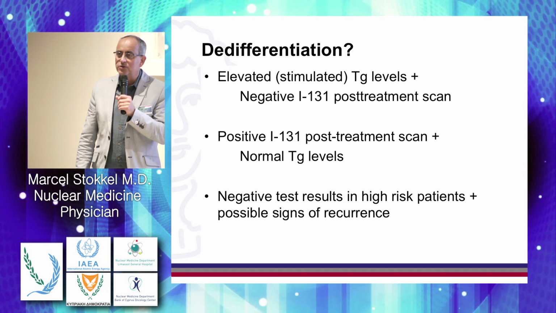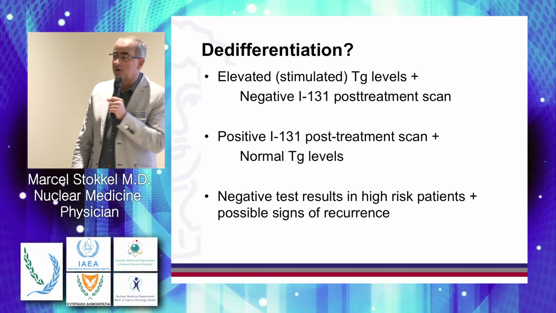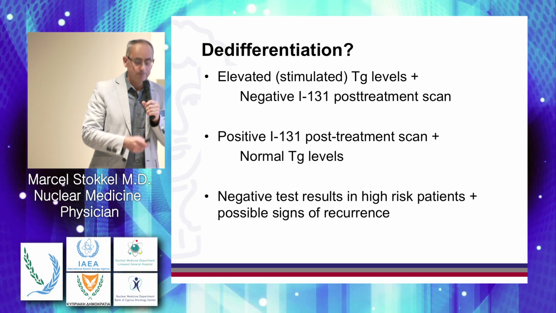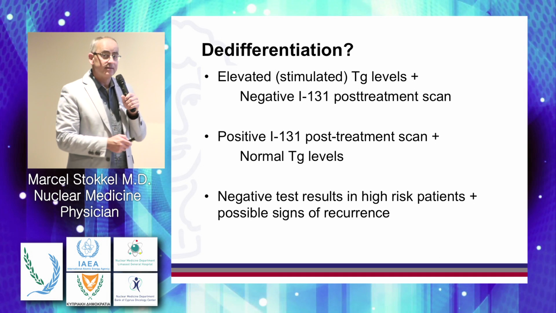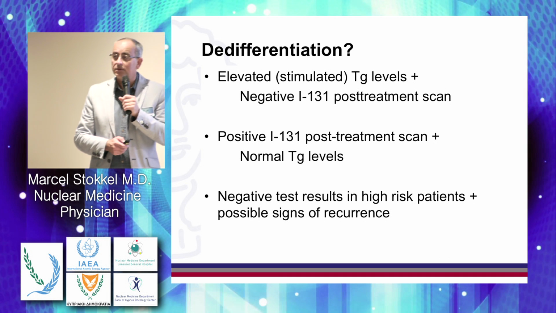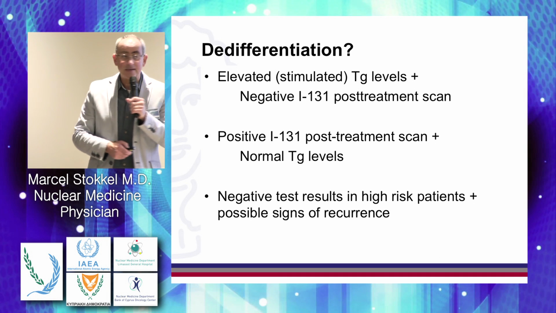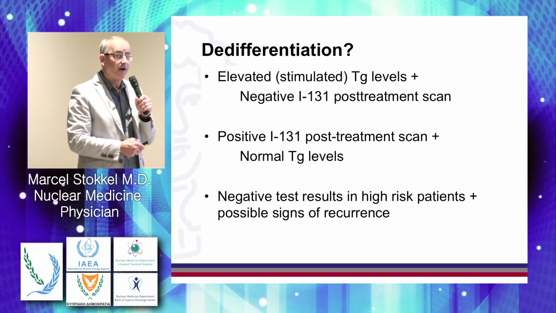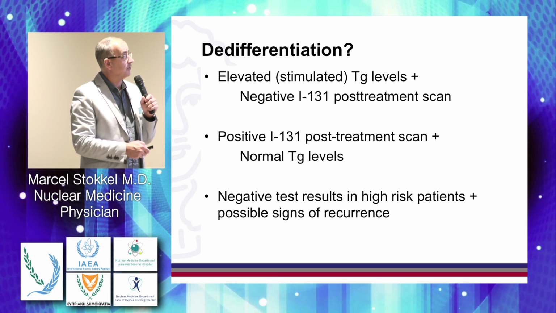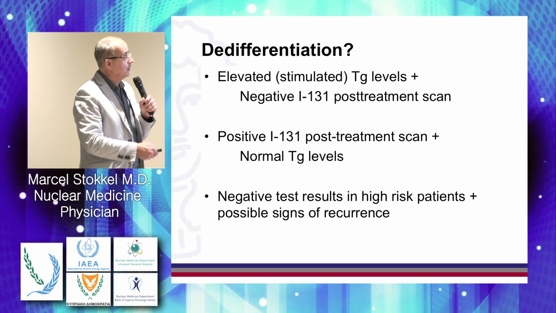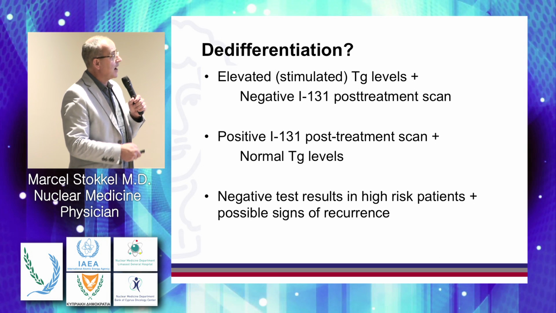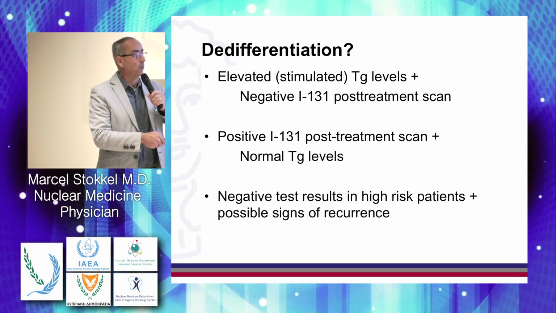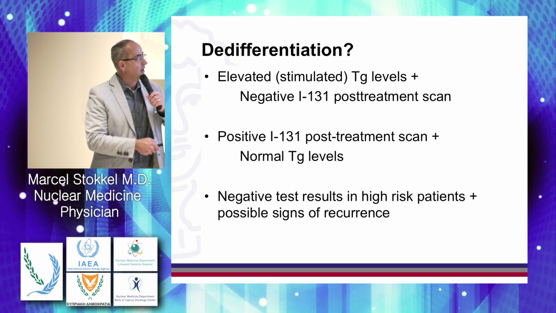But what are we going to do? What are we going to do when both tests fail, or one of the tests fails? Well, in fact, we might deal with dedifferentiated thyroid cancer, and that means that we can have patients with elevated stimulated thyroglobulin levels and a negative iodine 131 post-treatment scan. We can also have patients with positive iodine 131 post-treatment scans and normal thyroglobulin levels. So don't forget this group. It's very rare, but don't forget it.